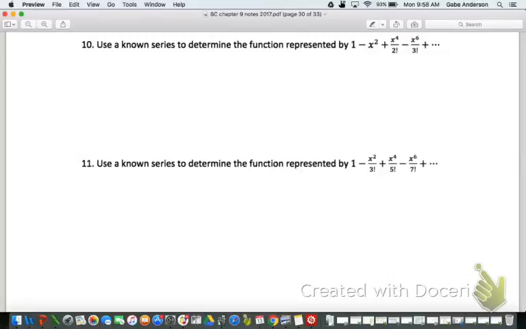It's hard to manipulate the factorials. It's very easy to manipulate the x's and the exponents, things like that. So in number 10, it says use a known series to determine the function represented by that. The first thing I'm going to look at is the factorials. And the factorials seem to be a 1, then another 1, then 2 factorial, and 3 factorial.